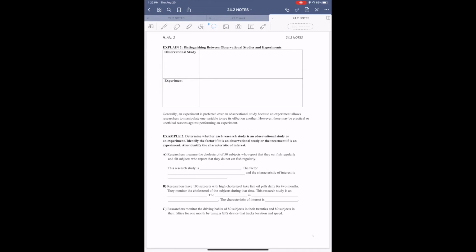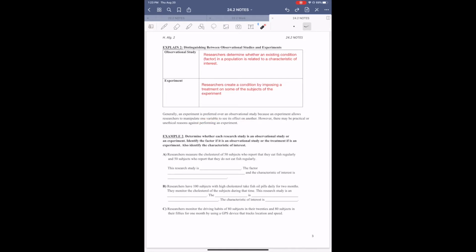I know you guys have heard of observational studies and experiments in science in the past, so let's go ahead and review the definitions of what an observational study is and what an experiment is. In an observational study, researchers determine whether an existing condition or a factor in a population is related to a characteristic of interest. In an experiment, researchers create a condition by imposing a treatment on some of the subjects of the experiment. Generally, an experiment is preferred over an observational study because an experiment allows researchers to manipulate one variable to see if it has an effect on another.